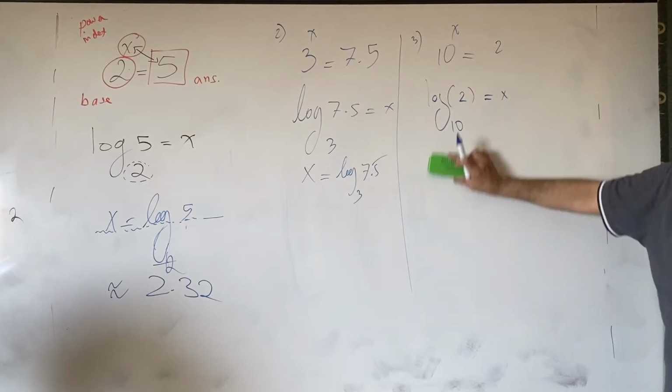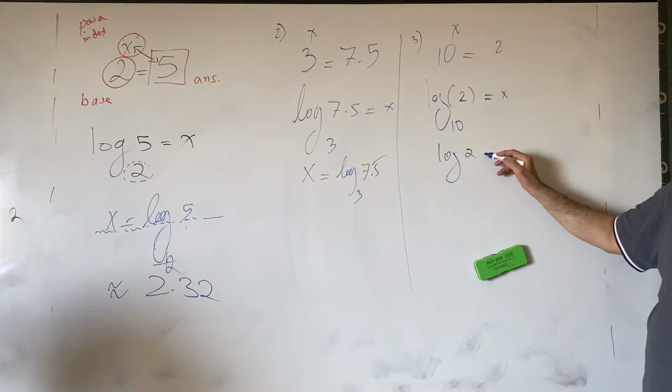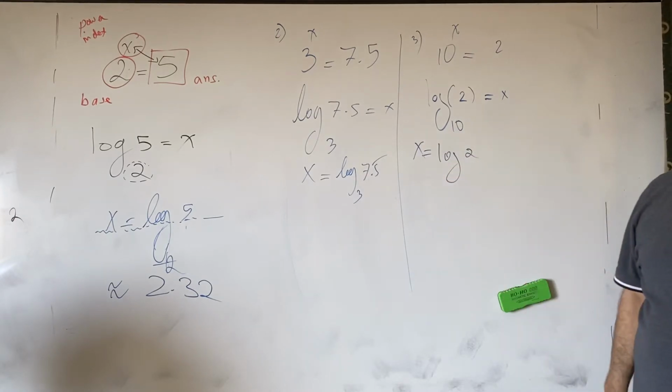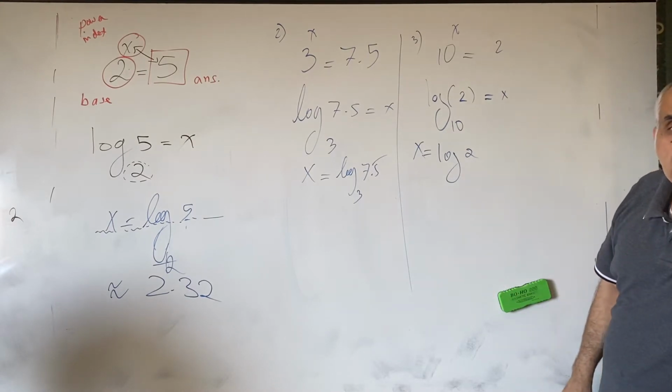The same thing in logs. You can write this log without the 10. Why? The default only will have a 10. So whenever you don't see anything here, it means 10.